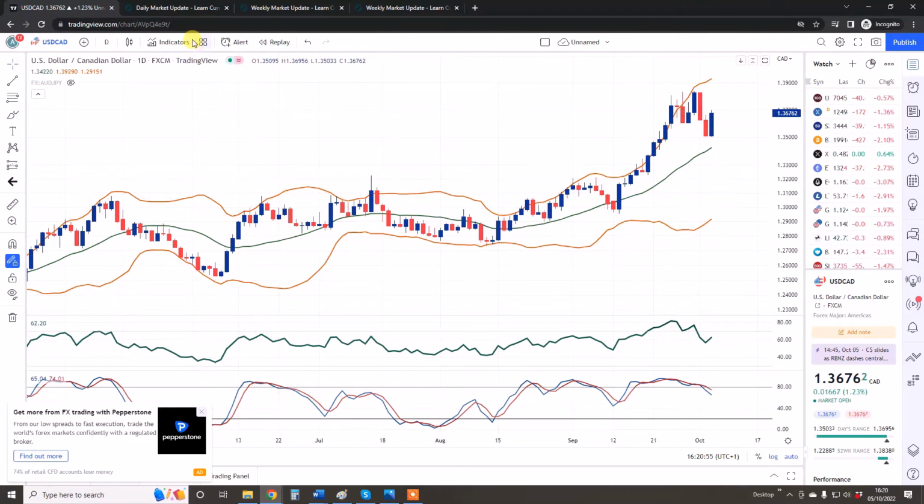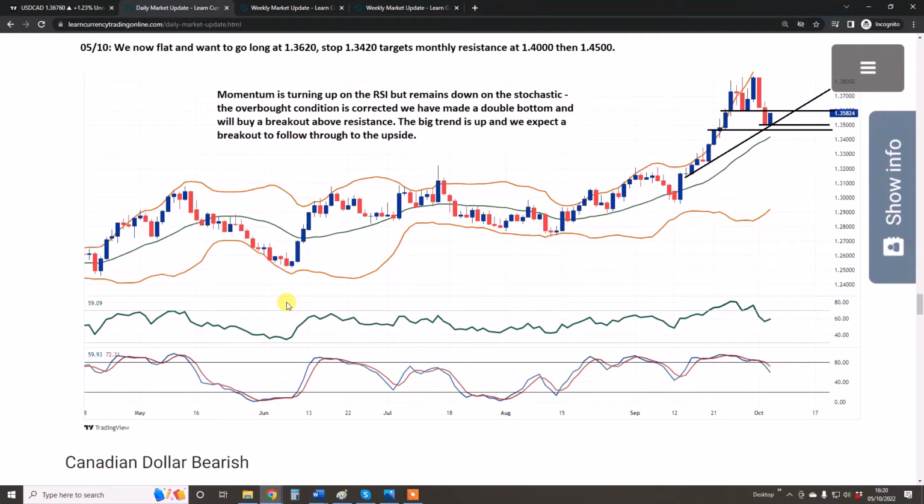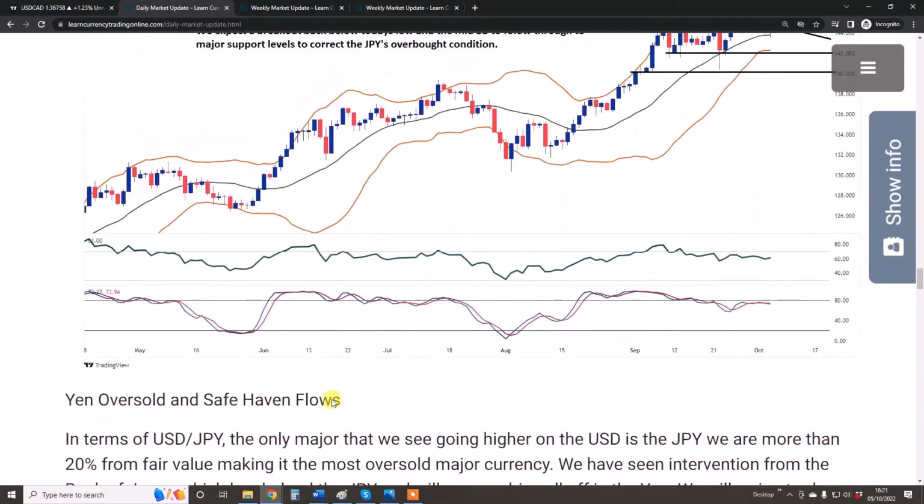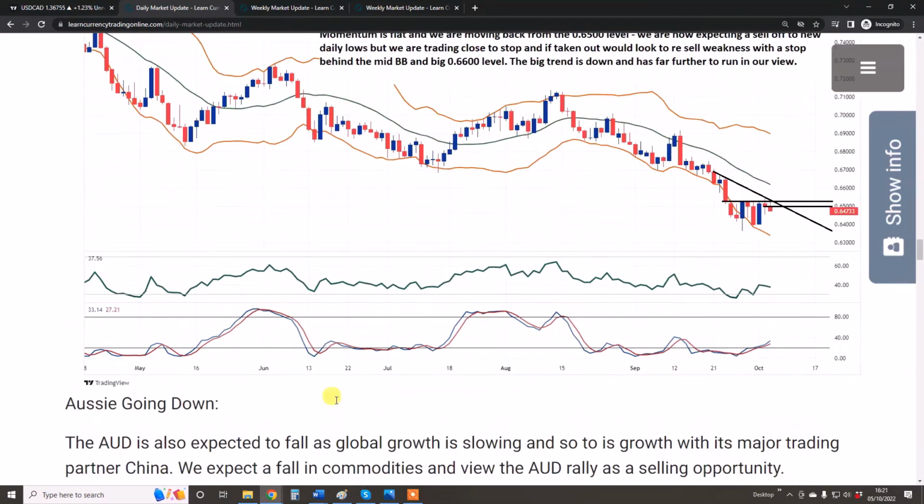Now, in terms of Canadian dollar, it's a commodity currency. They always suffer when you get a global recession or global slow up because commodity prices go down. Okay, so yeah, this one looking good. Next one I want to look at is AUD USD.